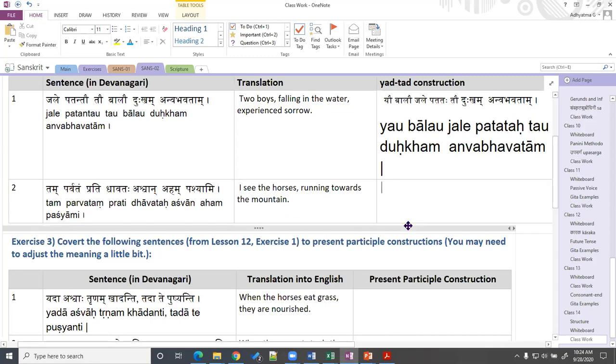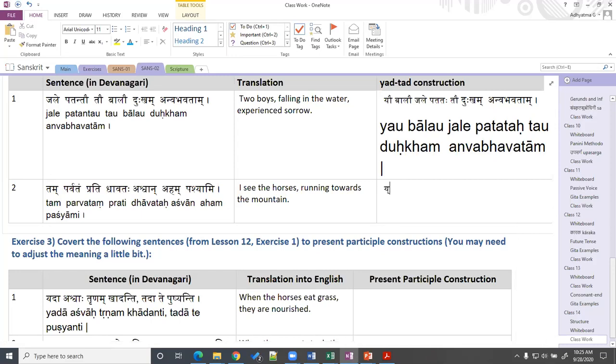And again, if you have to make yat here, yaha ashwan parvatam prati dhavataha, how will you say it? You will make this a sentence with the verb. So you will say ye ashwaha parvatam prati dhavanti, because ashwa is plural here. So that's why we have to use the plural, and ye also becomes plural.